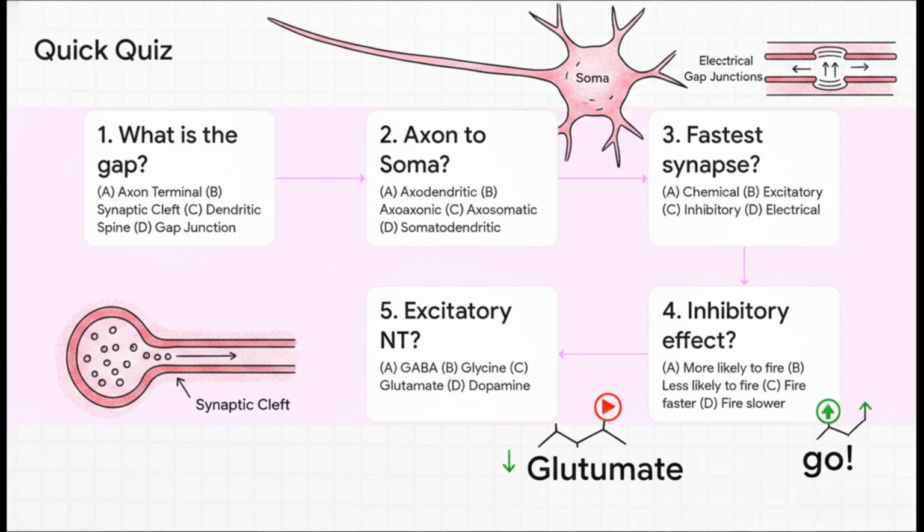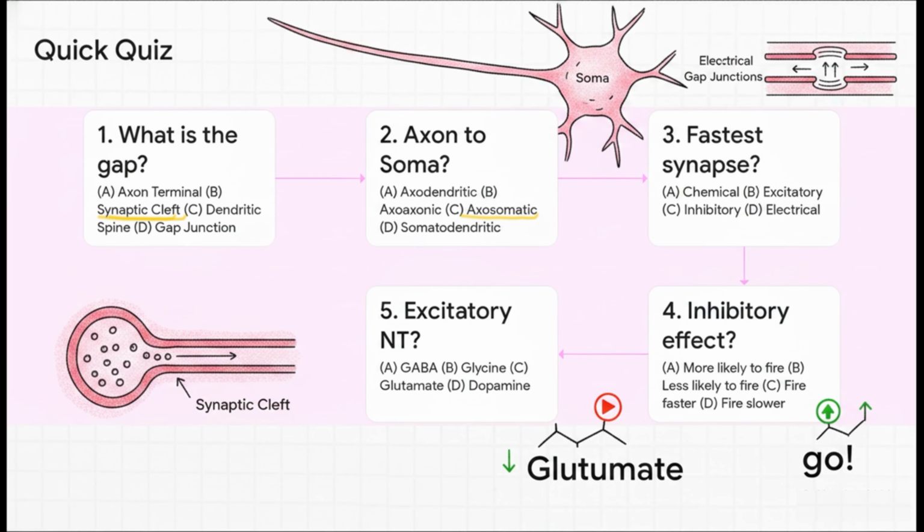Okay, let's do this. Question 1. What is the tiny gap between the presynaptic and postsynaptic neuron called? Is it A, axon terminal, B, synaptic cleft, C, dendritic spine, or D, gap junction? I'll give you a second. The answer is B, synaptic cleft. All right, question 2. A synapse connecting an axon to a cell body or soma is called A, axodendritic, B, axoaxonic, C, axosomatic, or D, somatodendritic. The correct answer is C, axosomatic. Remember our SAD mnemonic? S is for soma.